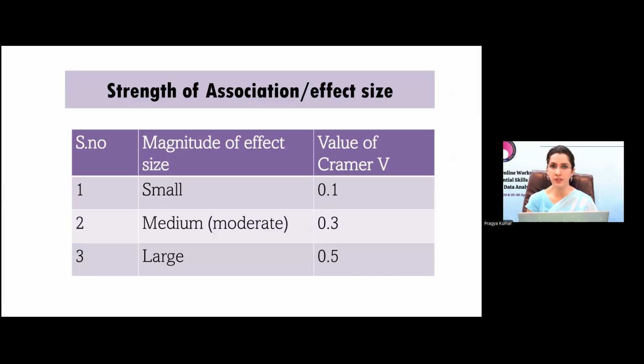The fourth assumption is that it should have a relatively large sample size, so that the expected cell frequency in each cell should be one or more than one. It should not be zero. And for at least 80% of the cells, the expected frequency should be more than 5. So these are the assumptions you should check, and then only can you go for a chi-square test of association.